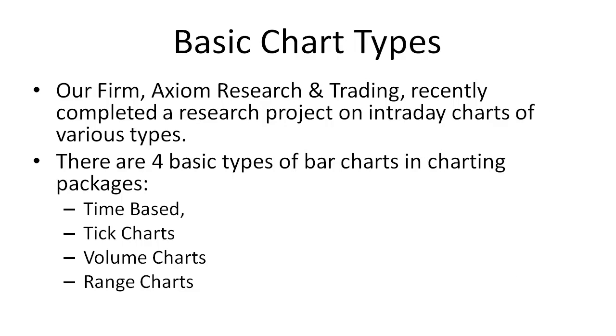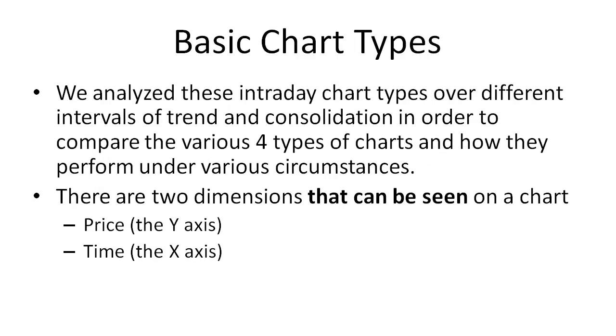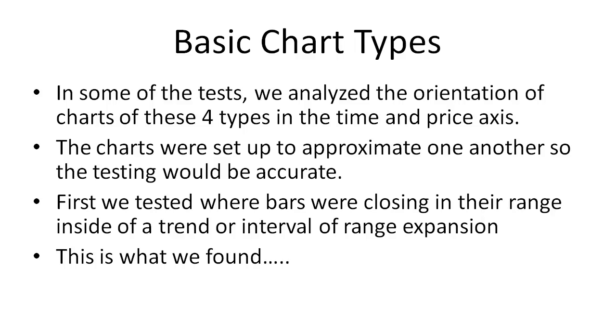Basic chart types. There are four basic chart types that we recently did a research project on: time-based charts, tick charts, volume charts, and range-based charts. Each of these has slightly different characteristics that we're going to go over here. We analyzed these in the intraday time frame specifically, in order to compare the various chart types and how they acted. Now, there are two dimensions on a chart that can be seen: the price axis, the y-axis, and the time axis. In some of the tests, the most basic one that I'd like to talk about today, there are many of them, we analyzed the orientation of these chart types in the time and price axis.